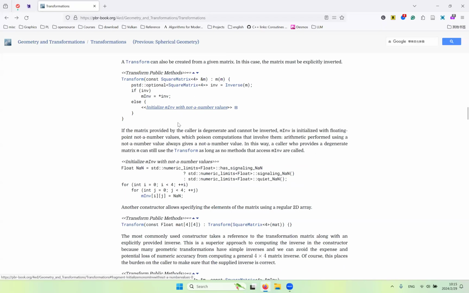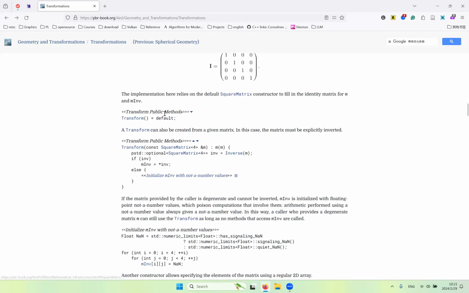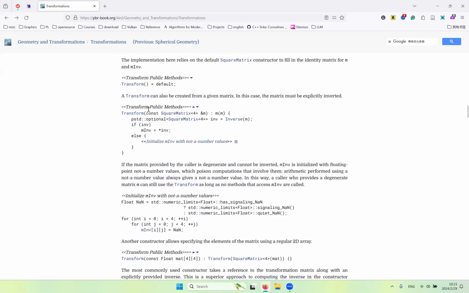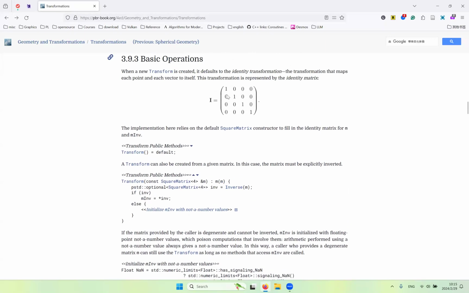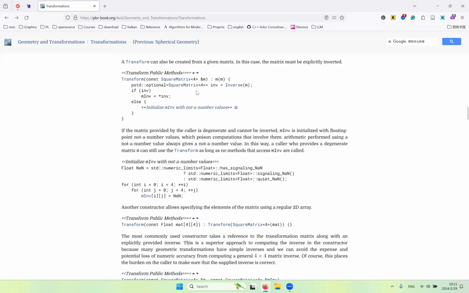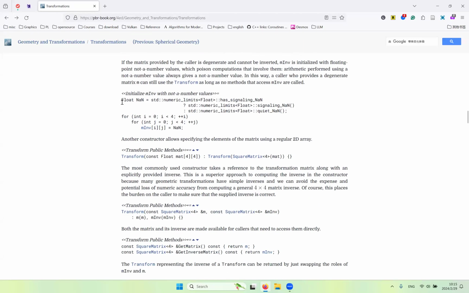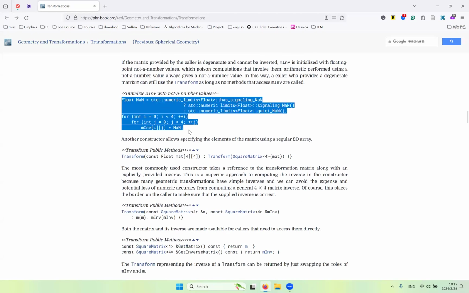Transformation by default is an identity matrix. It can be created from a matrix. In this case, we compute its inverse, and if it's not invertible, then we know it's a bad matrix, so we just fill every number with NaN.